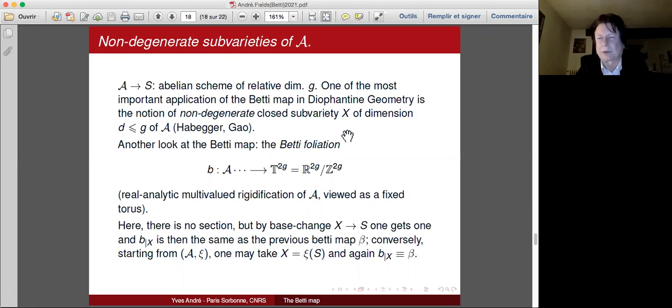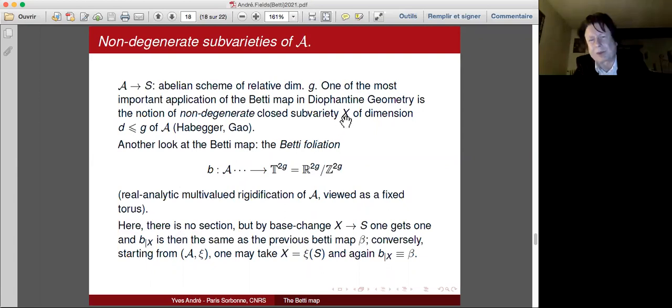And so to define the notion of non-degeneracy, one looks in a different way at the Betti map. So there is no need for the section. One looks at the Betti foliation. The Betti foliation is just a map, a real analytic multi-valued rigidification of A viewed as a fixed torus, so from A to a torus of dimension g over the reals. So this is essentially the same construction as before, except that there is no section here. But still, this is essentially the same thing.